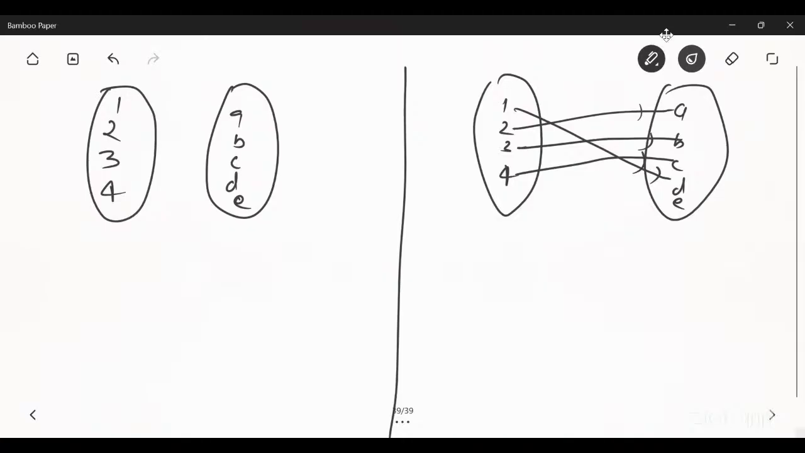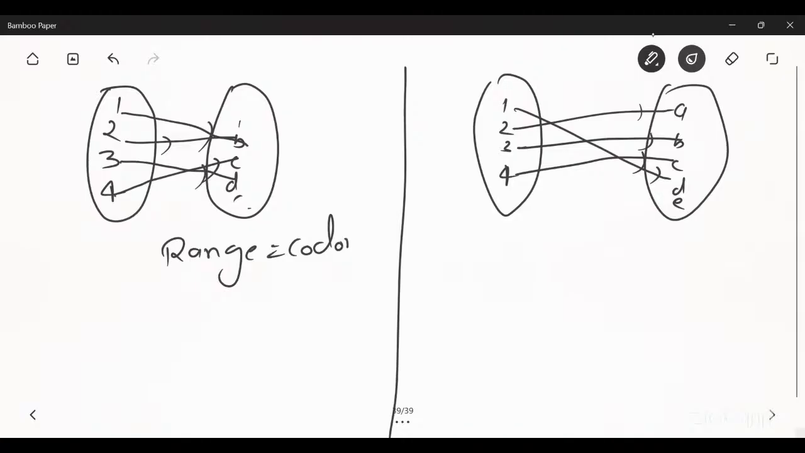And in the first case, 1 is related to B, 2 is related to B, 3 is related to D, 4 is related to C, and now A and E are not there, only B, C, D. So in the second case, you are seeing that range is equal to the codomain. That means no element is left in the set B.